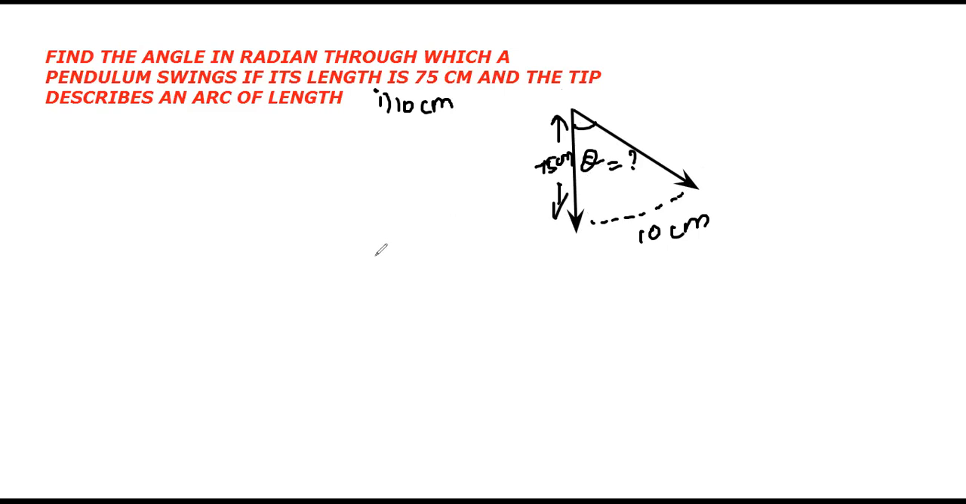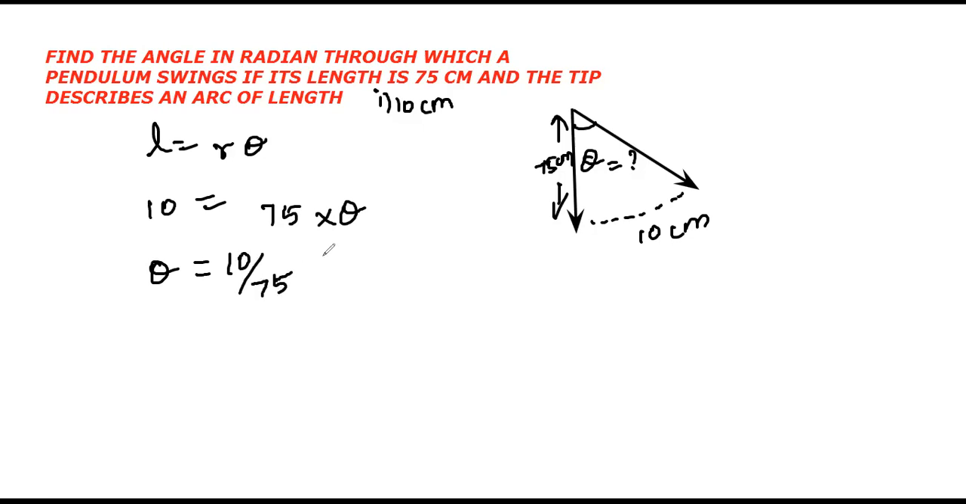So you know the relation: arc length is equal to radius into angle measure. The length of the arc is given, which is 10 centimeter, and the radius is also given, 75. So 10 is equal to 75 theta. So theta is equal to 10 upon 75 radian, which if you simplify with 15 is 2 by 15 radian. That's it, just 2 by 15 radian.